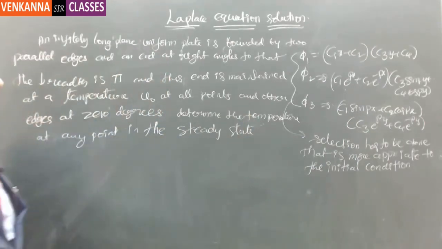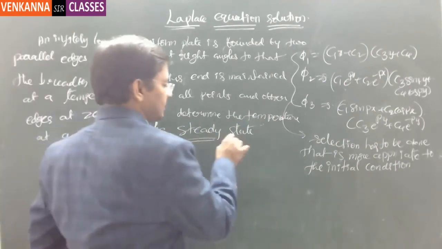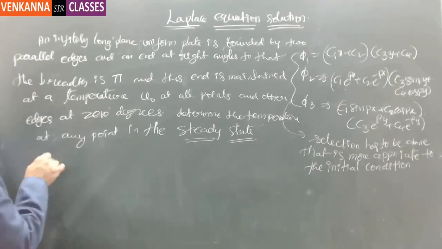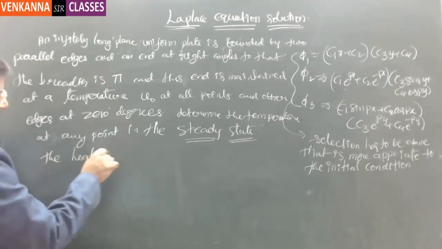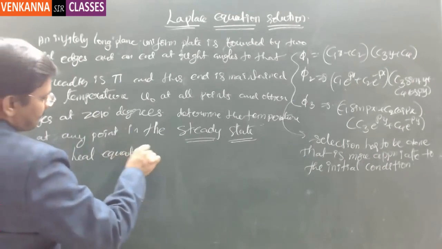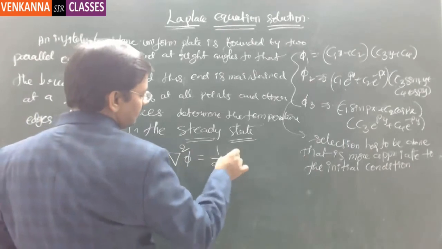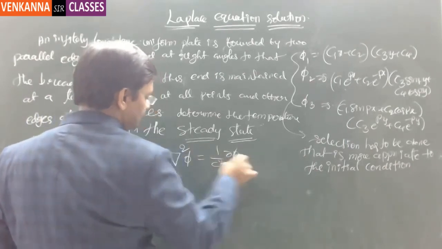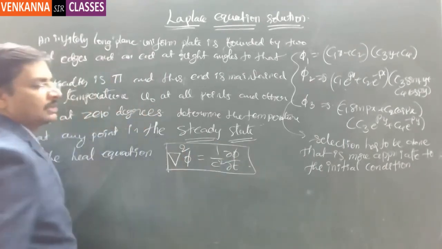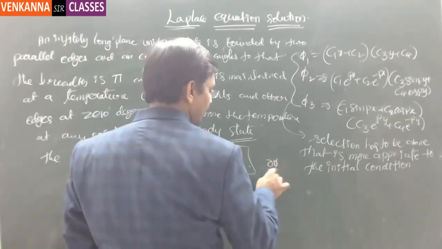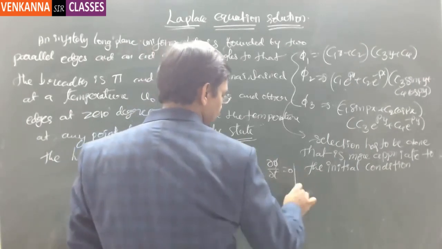So this is the problem statement. Here this word is very crucial to understand: steady state. If there are two different dimensions that are specified and one inherent dimension is time, then the general heat equation is del square phi is equal to 1 by c square dou phi by dou t. Under steady state condition, dou phi by dou t equal to 0. So this is the steady state condition.